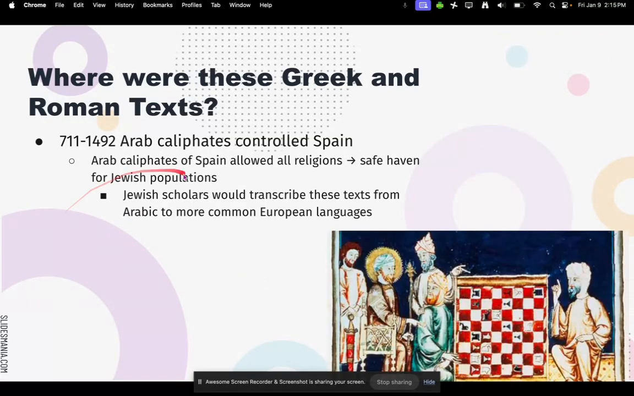So, like I said, during 711 to 1492, Arab caliphates controlled Spain. Arab caliphates of Spain allowed all religions to live under them. So it was really a safe haven for many different populations, but definitely the Jewish population. Jewish scholars would transcribe these texts from Arabic to more common European languages.